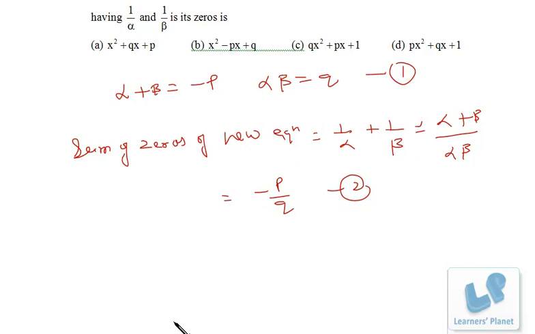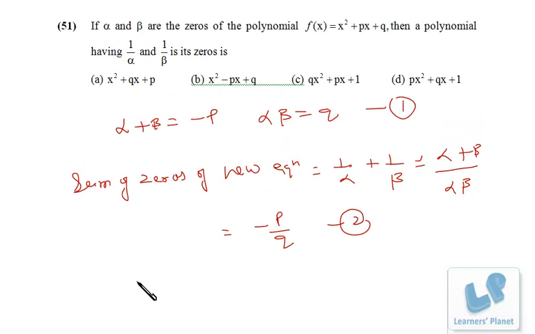Similarly, we can calculate the product. So that's 1 upon alpha into 1 upon beta. So it's 1 upon alpha beta. And what will that be? It's 1 by q.